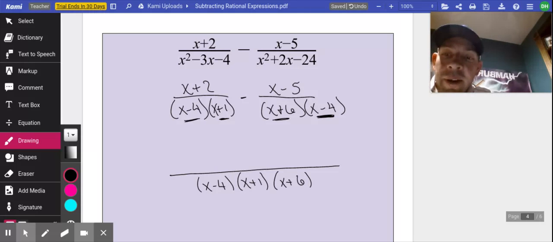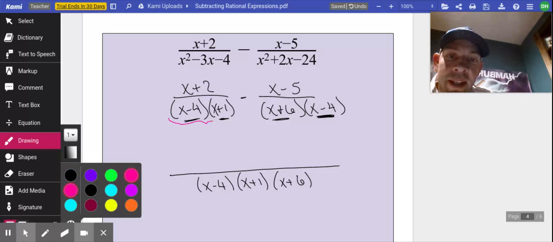Now, what's the very first one missing? This denominator is missing a factor of x plus 6. So I'm going to multiply the top and the bottom by x plus 6. And of course, this is going to be some foiling, right? By the time you do all of your distributing, you're going to get x squared plus 8x plus 12, right? Put that in parentheses.